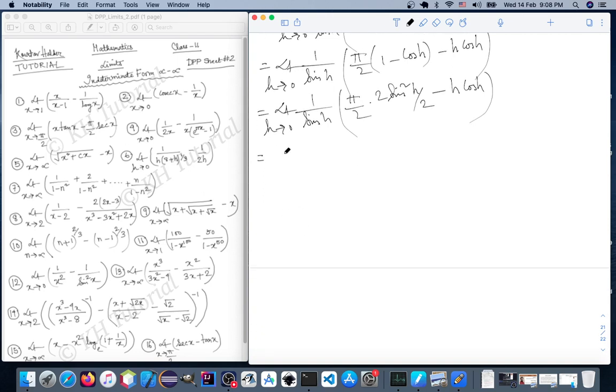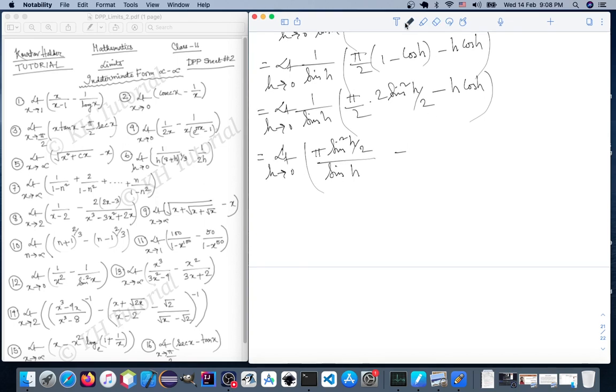Now we bring this 1 by sin h inside. We get pi sine square h by 2 by sin h minus, we get minus h by tan h.